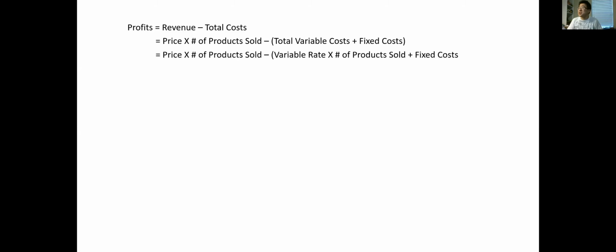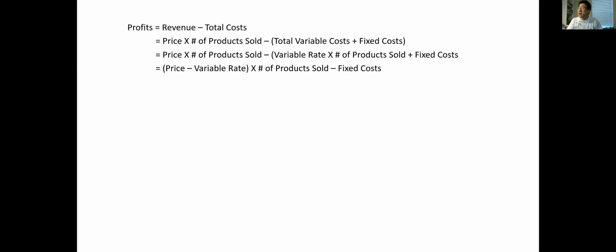So let's further decompose it. And I think I'm missing a right parenthesis, but I'll fix that later. So after decomposing, we know the price multiplied with the number of products sold, subtract the sum of fixed cost and the multiplication of variable rate multiplied with number of products sold.